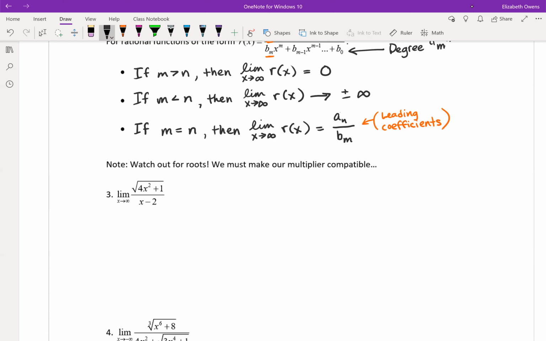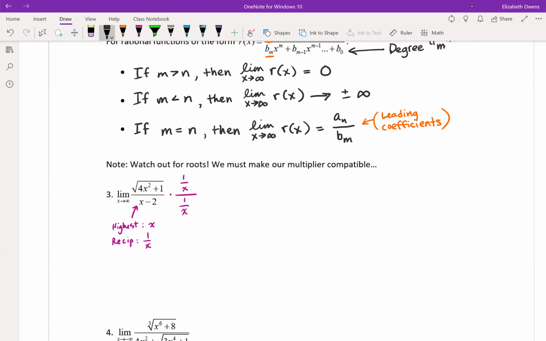All right, so we need to multiply by the highest power of x in the denominator, which we can see is going to be x to the first. So there's our highest power. The highest power is x, and so the reciprocal of that is 1 over x, and that would be our multiplier. 1 over x, multiply the numerator and denominator.